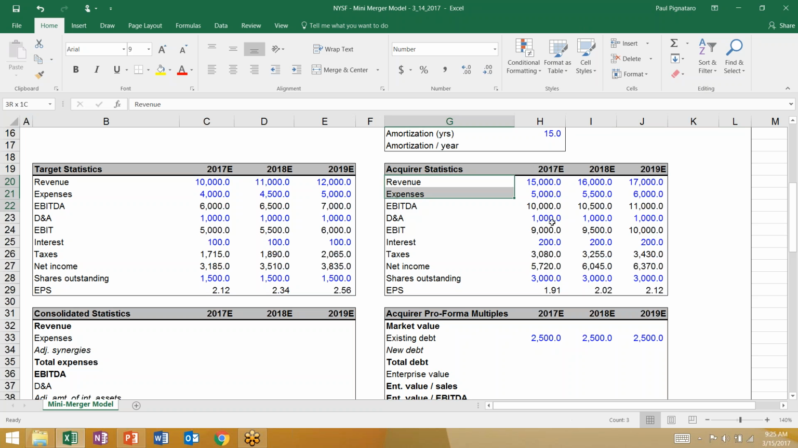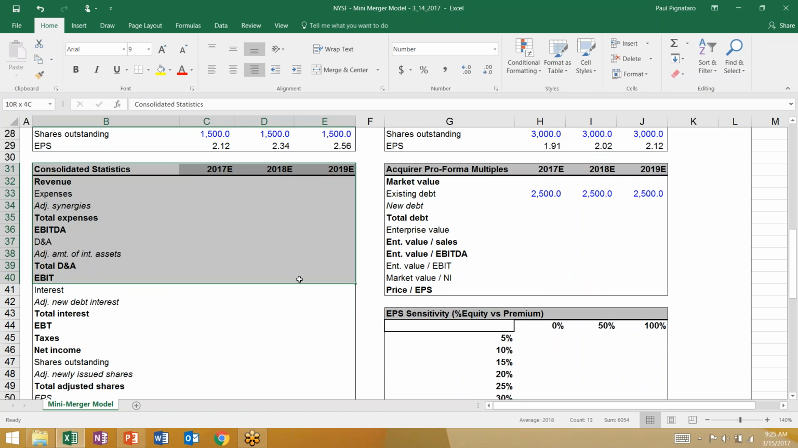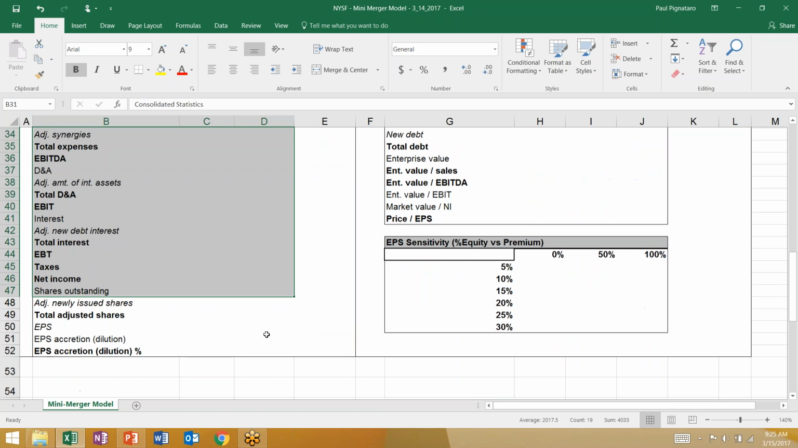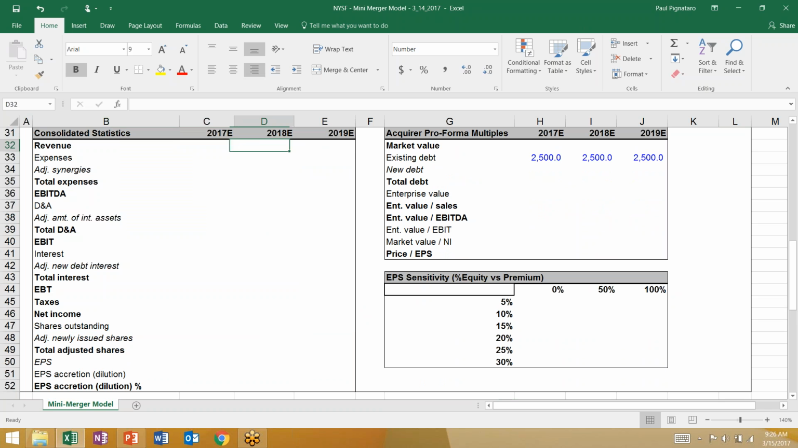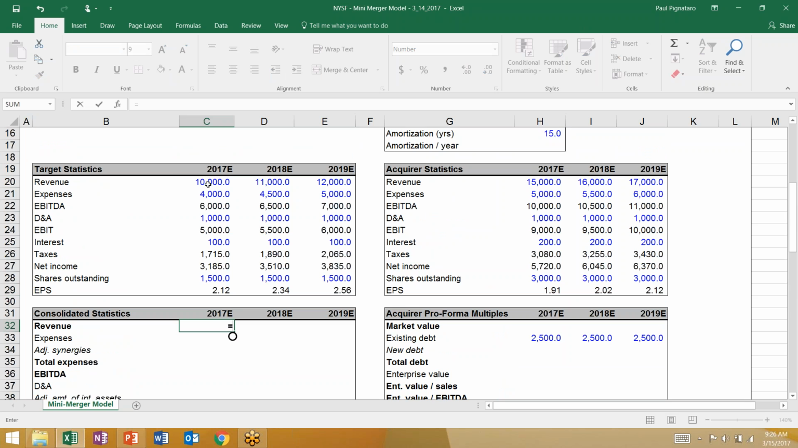So, we have the acquirer. We have the target. In this box, we're going to go through the whole consolidation analysis that I just overviewed a few minutes ago. We literally add together, line by line, revenue all the way down to net income, except line items dealing with debt and equity. So let's add together acquirer plus target revenue.